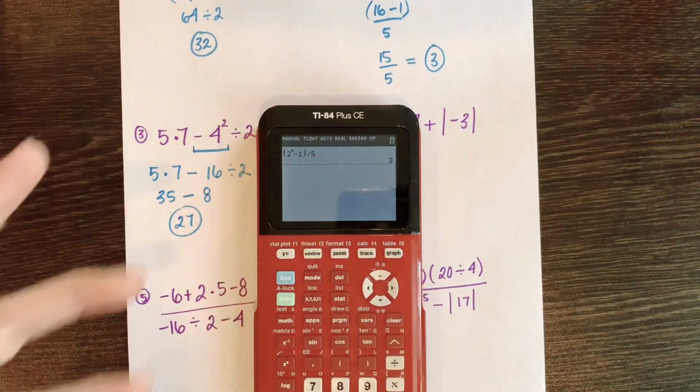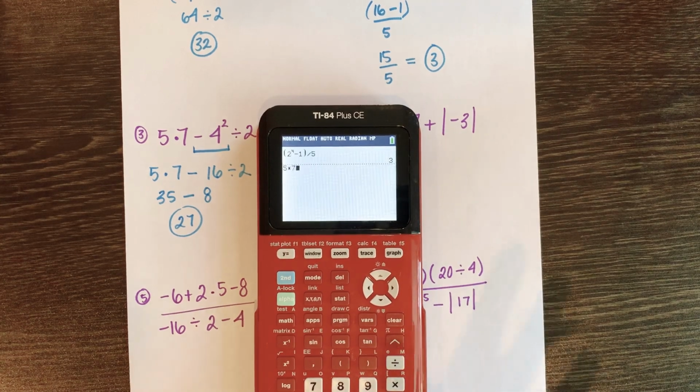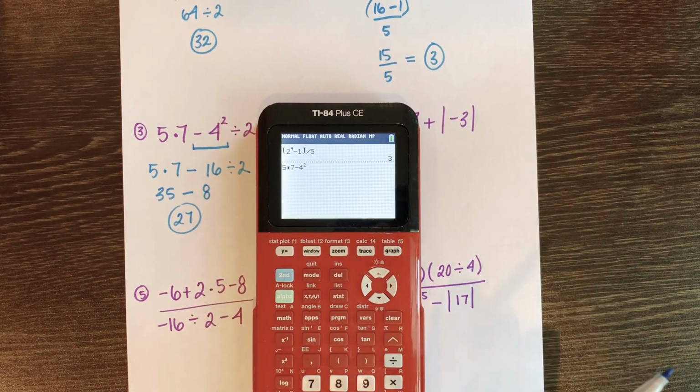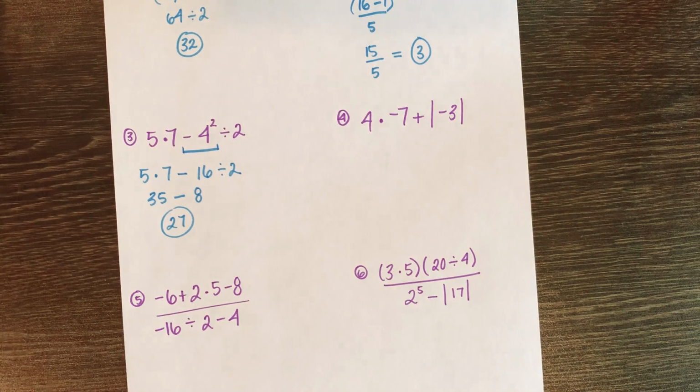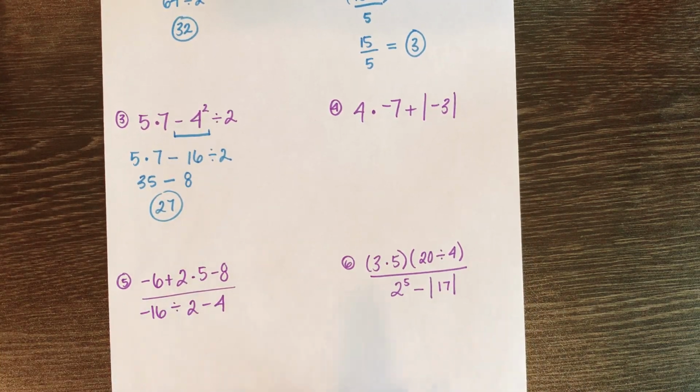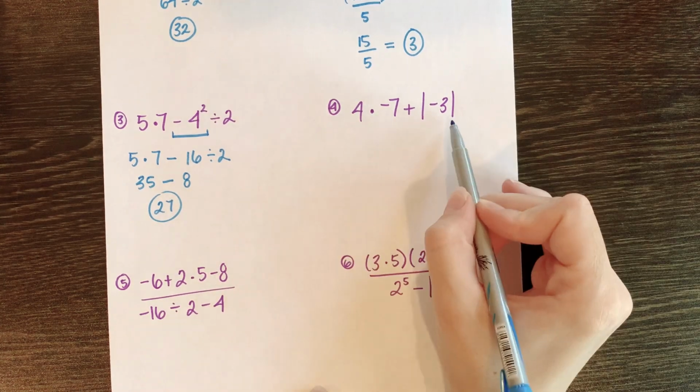If you type that into the calculator, 5 times 7 minus 4 squared, toggle out of that exponent, divided by 2, you get 27. The calculator knows to do PEMDAS or to do GEMS, but you just want to make sure that you're typing things in properly. So just be careful here.